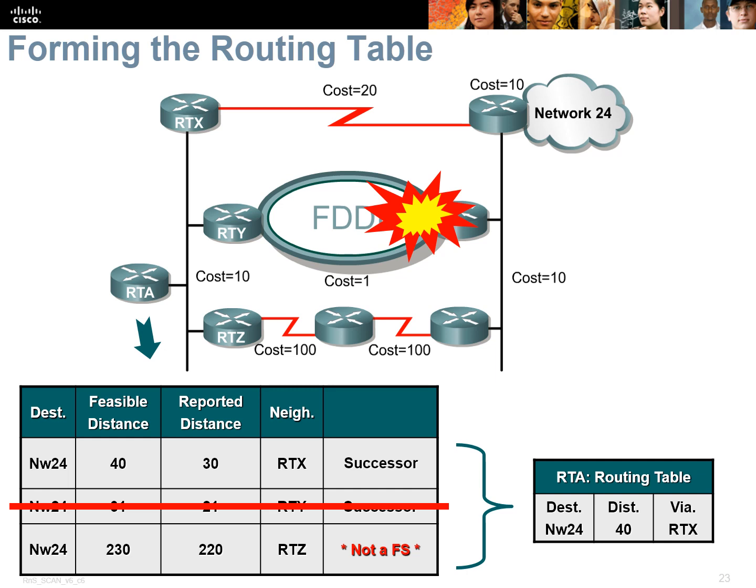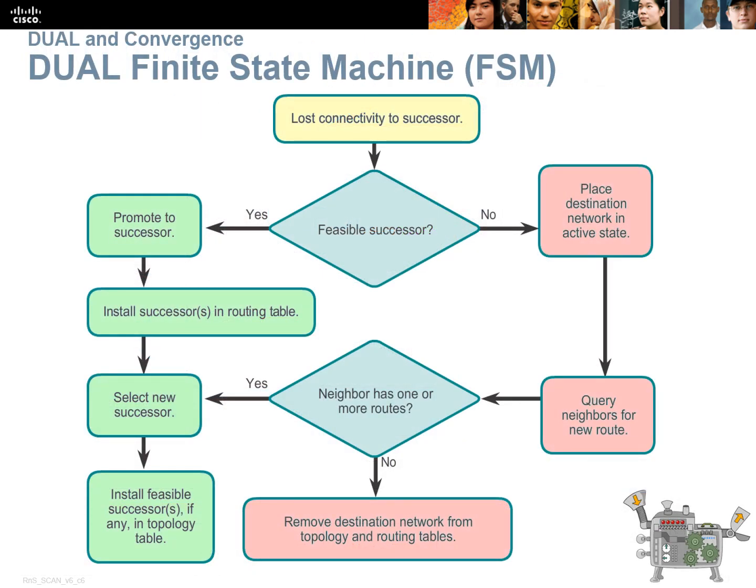And then it goes away and does queries: is there any way better? And unfortunately there isn't, because look at the feasibility condition. The reported distance from router Z is 220, and that is not less than 40. So therefore there is no feasible successor. So just a bit of a breakdown of the finite state machine as it does its work.